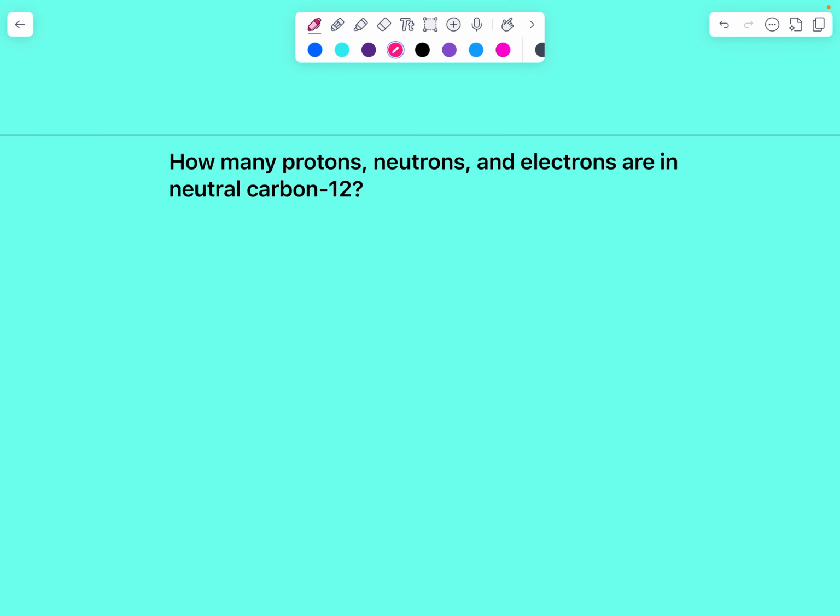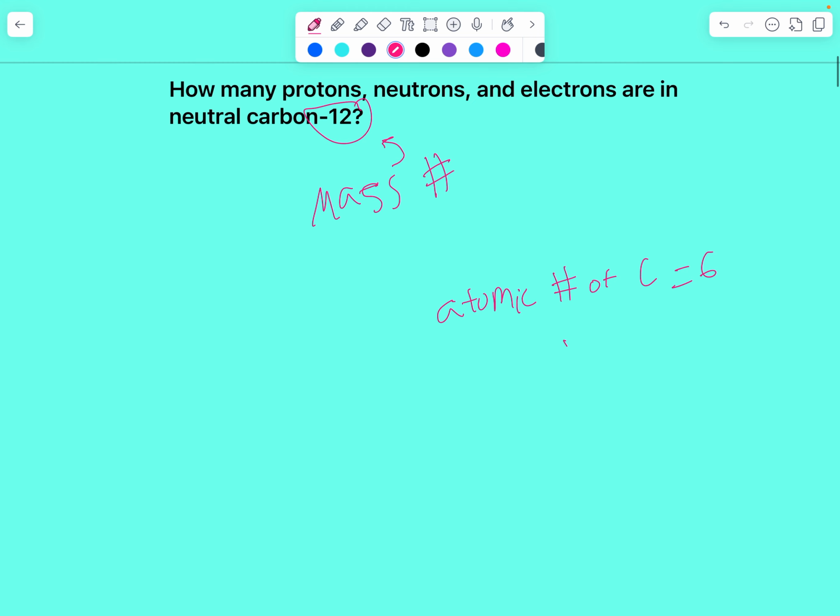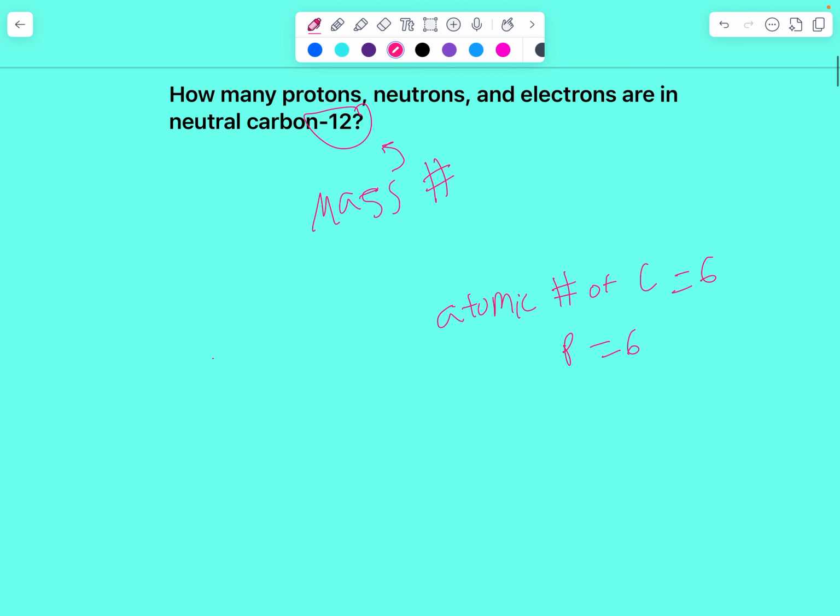How many protons, neutrons, and electrons are in neutral carbon-12? So the 12 here, when they give that to you, that means that's the mass number. So we know the atomic number of carbon from the periodic table is 6, which means protons is 6. And we see it's a neutral atom. So that means the electron is also 6, because protons would equal electrons if it's a neutral atom.